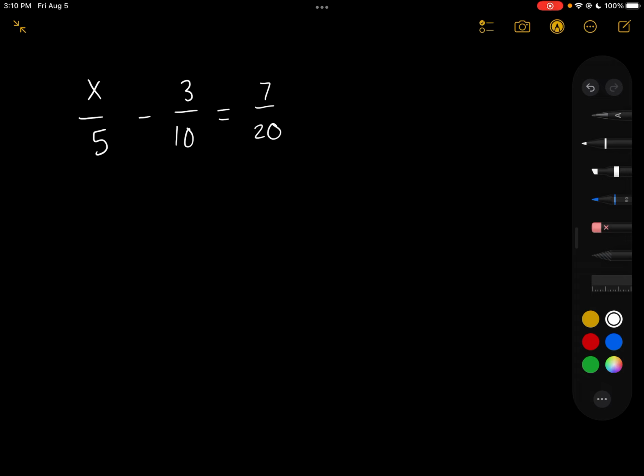But if we're going to follow exactly the way that we did above, we're going to want to use our equal sign and make sure that we're moving things correctly from the left and right. So again, we can view this as -3/10. So we'll follow those same steps. We'll add 3/10 to both sides.